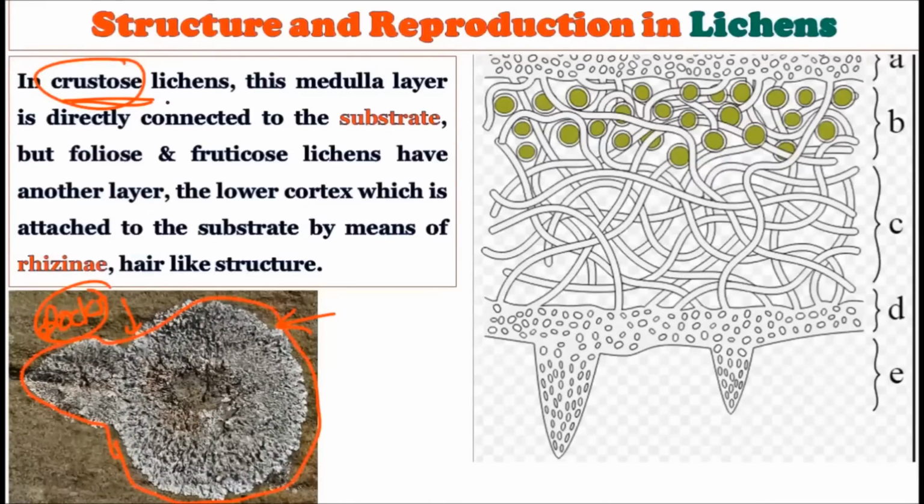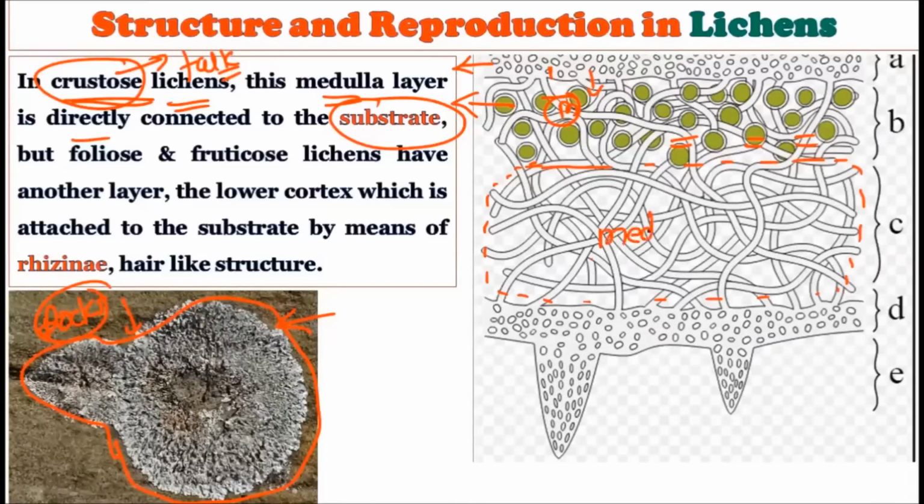Now see, in the Crustose lichen, the medulla layer is directly connected to the substrate. Very important, consider this the highlighted anatomical feature. This is the outer cortex, then we have the algal layer, in which the fungal hyphae and the cortex are connected at the junction of the medulla and the upper cortex. Here we find the green algal cells, and below that we have the medulla layer. Now, a very important point to understand here: in the Crustose lichen, generally what you see in the diagram below is the medulla layer.